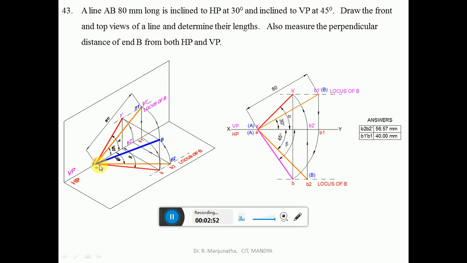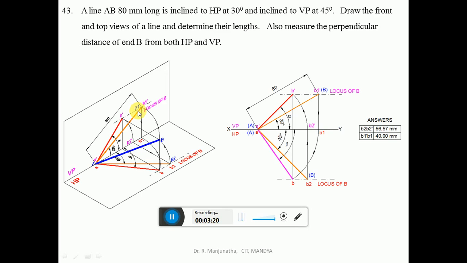Now we know that this is the true length in HP, that means it is parallel to HP. And similarly, we know that this is the true length in VP, that means it is parallel to VP. Now we will start with the true length in VP. We know this is the true length in VP because that is given in the problem. So we will mark this as AB1.